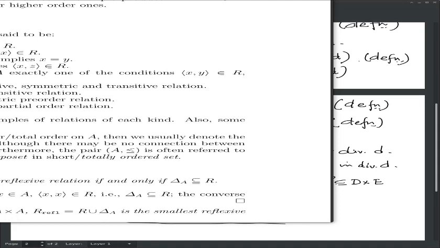Did you understand the definition? I did, yes. Thank you. Okay. The rest?